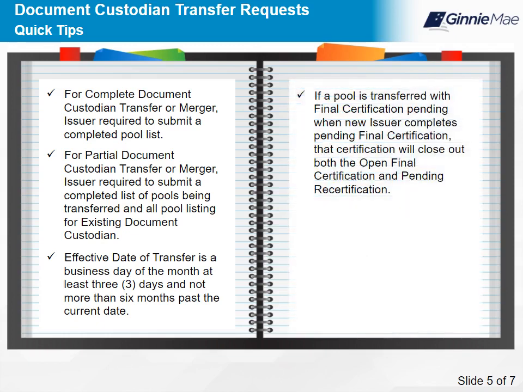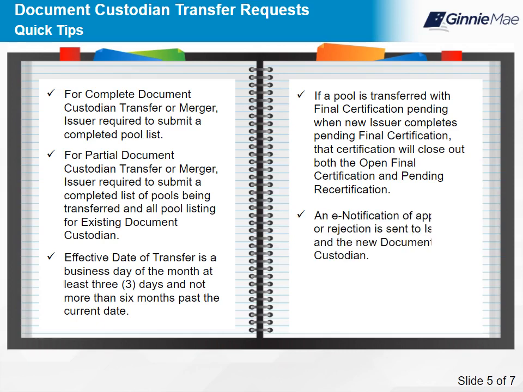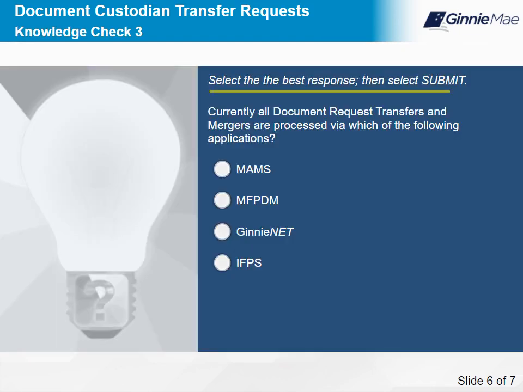If a pool is transferred with a final certification pending when the new issuer completes the pending final certification, that certification will close out both the open final certification and pending recertification from the recent transfer. An e-notification of approval or rejection is sent to the issuer and the new document custodian. Select Next to continue. Now check your understanding.